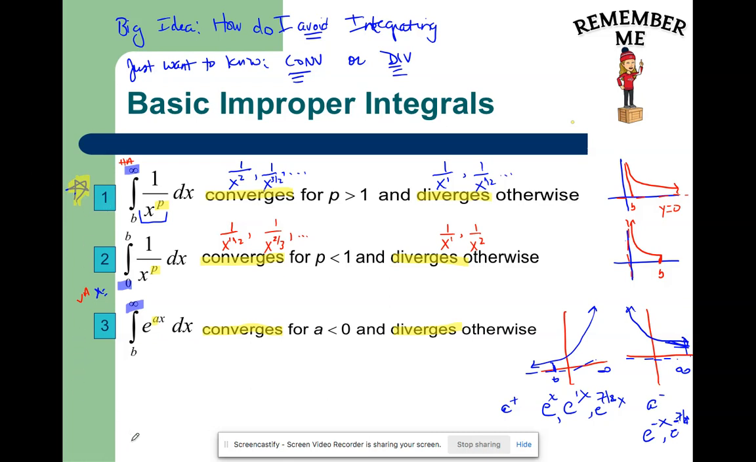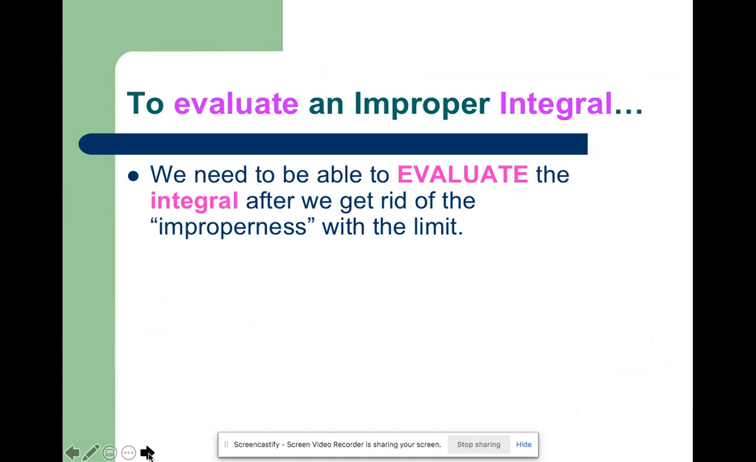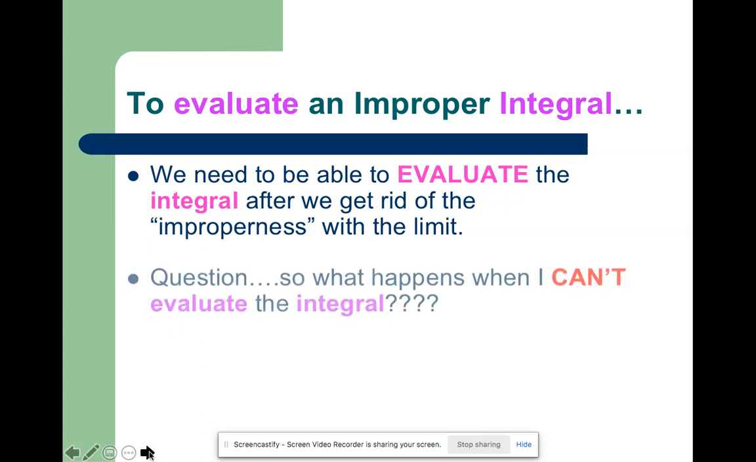Now, the reason these are so important for today's lesson: we're going to be using these three, and again, primarily number 1, to compare to a function or an improper integral whose integration I can't do, or it would be really difficult to do. So remember, to evaluate an improper integral, I actually have to evaluate an integral, right? We get rid of the improperness, we put a limit up there, we do integration work, the second part of the fundamental theorem, or the integral evaluation theorem, however you want to call it. We actually do integration.